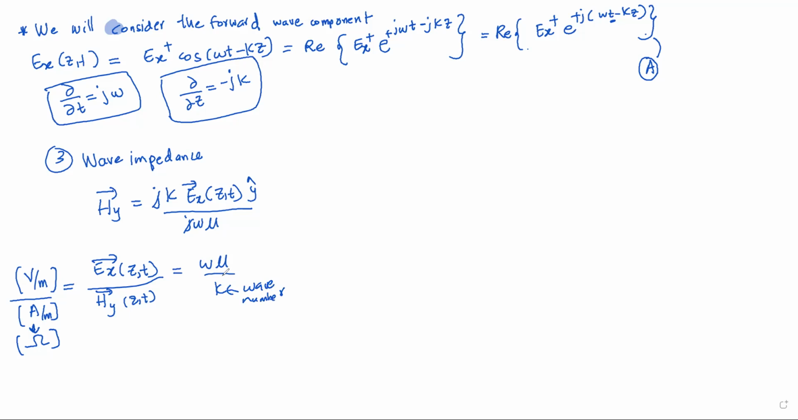The wave number is something that we can define as the amount of phase change per unit distance. This parameter is giving us the rate at which the phase is changing in the wave.